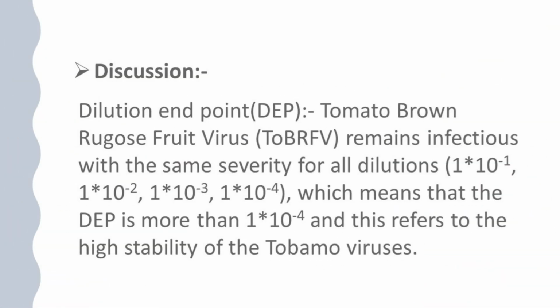Discussion. Dilution endpoint, DEP. Tomato brown rugose fruit virus, ToBRFV, remains infectious with the same severity for all dilutions, 1 × 10^-1, 1 × 10^-2, 1 × 10^-3, 1 × 10^-4, which means that the DEP is more than 1 × 10^-4, and this refers to the high stability of the Tobamoviruses.